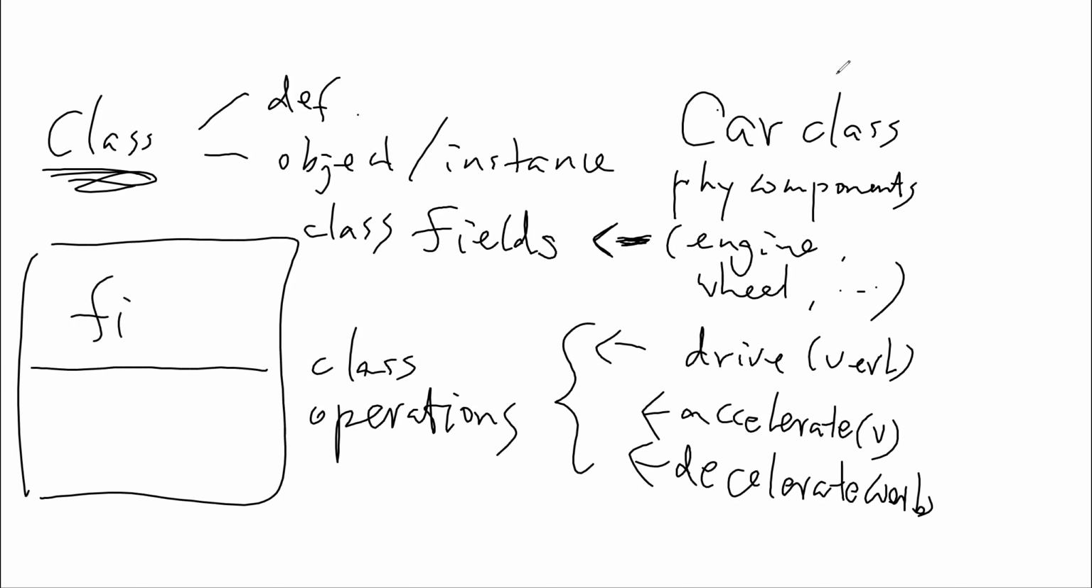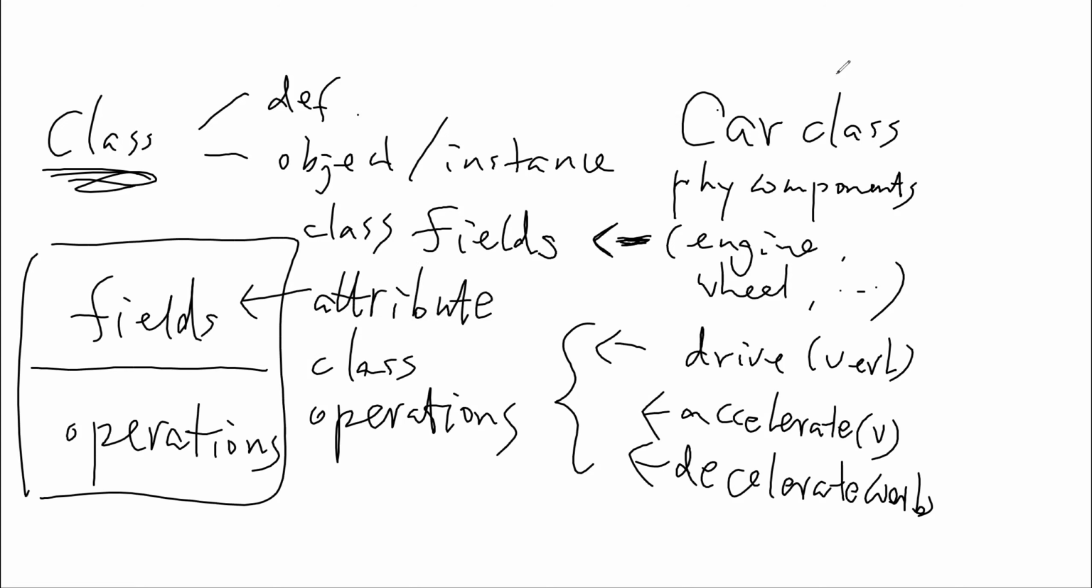The fields parts and the operations parts. Okay. And the operation means some actions, is it? And also, generally speaking, regarding a class, a lot of time we call fields attributes. So you will see this term also a lot, attributes. So whenever people say class attribute, that basically means fields. Or sometimes we call them members.